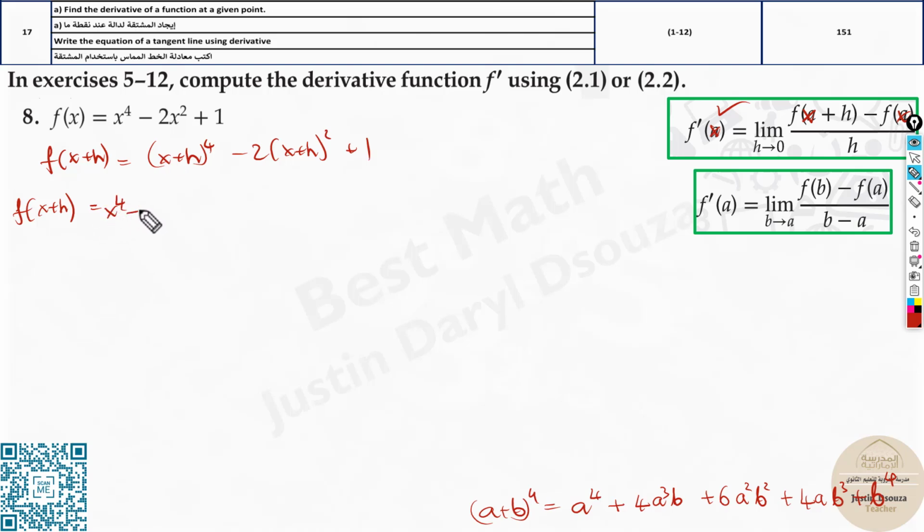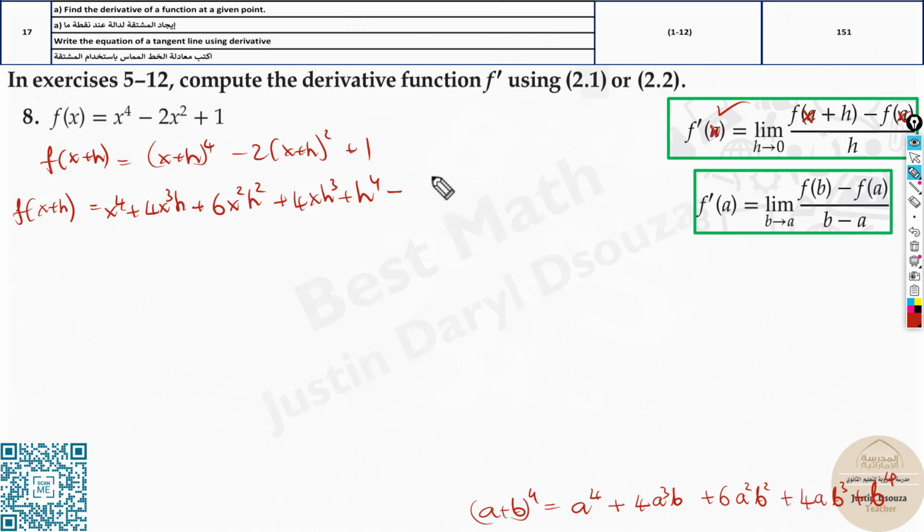It will be x power 4 plus 4 times x cubed h plus 6 x squared h squared. Since it's plus, it's all plus. If it was minus, then the second term is minus, and you have to put minus and it changes. This is all Pascal's triangle. Just recall this, this is from grade 10, by the way. Now here it is x squared h squared plus 4x h cubed plus h to the power 4. That is the expansion of the first one.